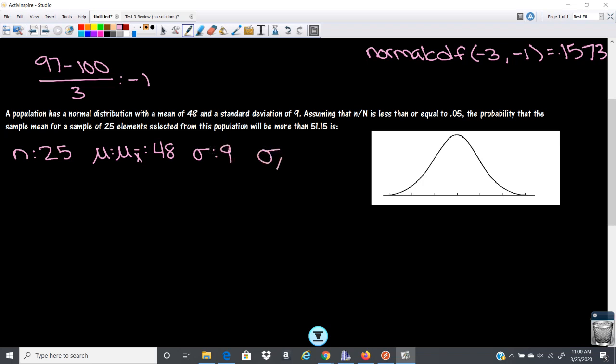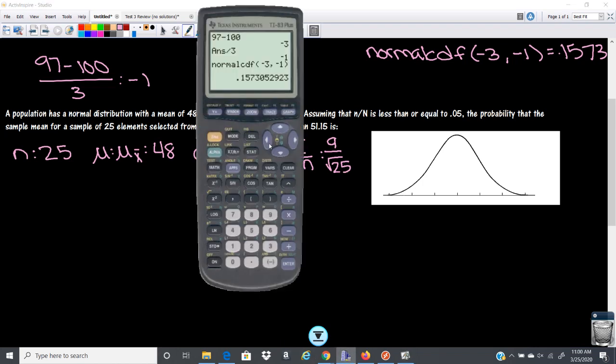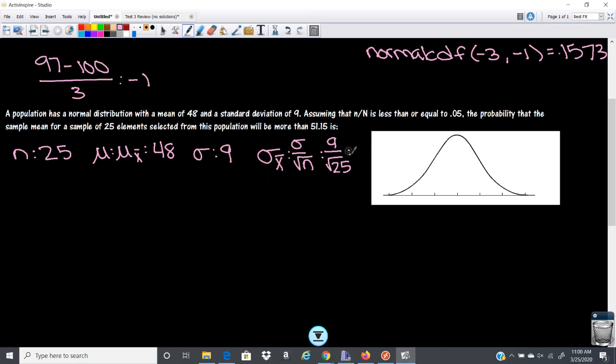So our sample standard deviation is going to be the population standard deviation over the square root of our sample size. So let's see, 9 over the square root of 25. So 9 over 5, which is 1.8. Okay, so we get that value there. Something that might be a little easier to see on the graph here. So our standard deviation of our sample is 1.8.